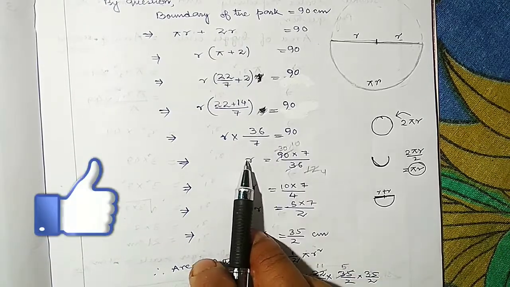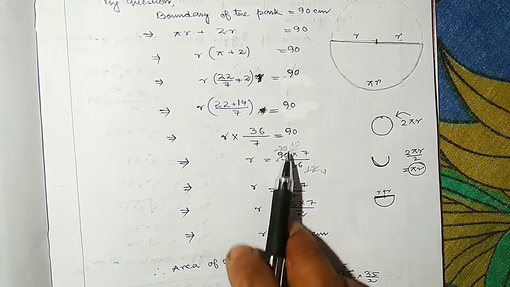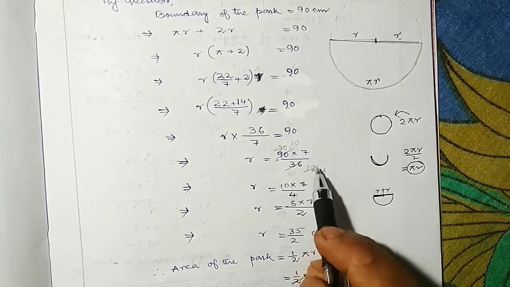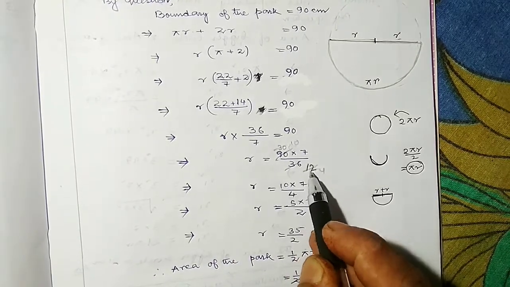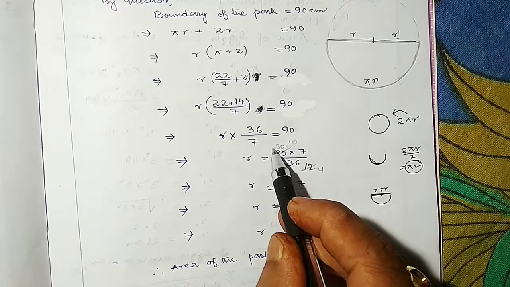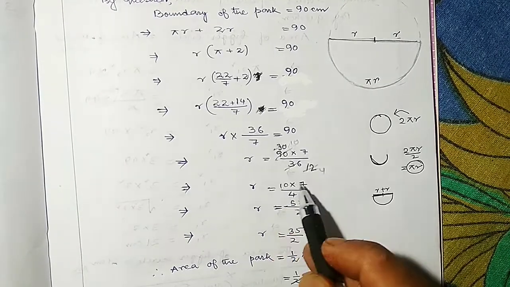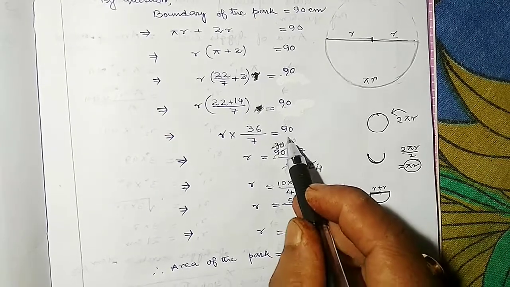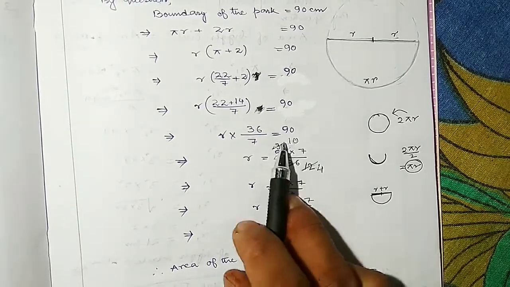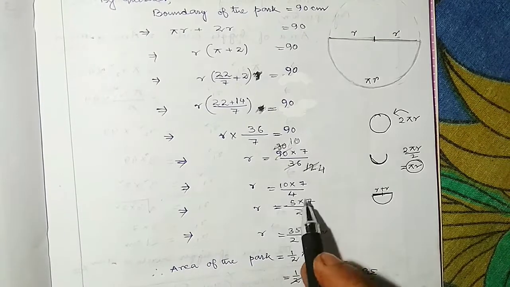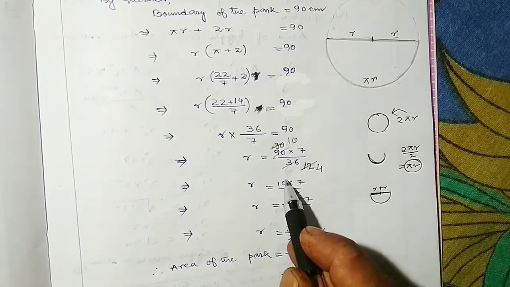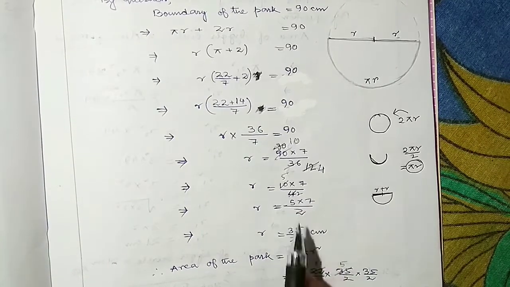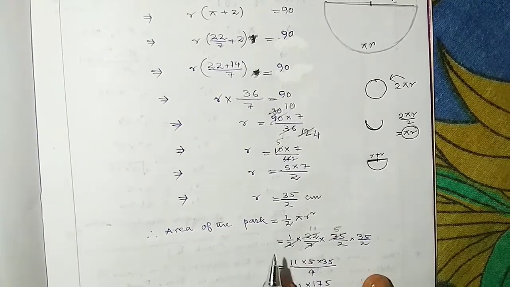If I cross multiply, I am going to get r equals 90 into 7 by 36. Now if I cancel 36 by 3, I am going to get 12. And if I cancel 90 by 3, I am going to get 30. Again if I cancel by 3, I am going to get 4 here and 10 here. So it will be 10 into 7 by 4. If I cancel 4 by 2, and this one by 2, I am going to get 5. That means 5 into 7 by 2. That means radius is 35 by 2.